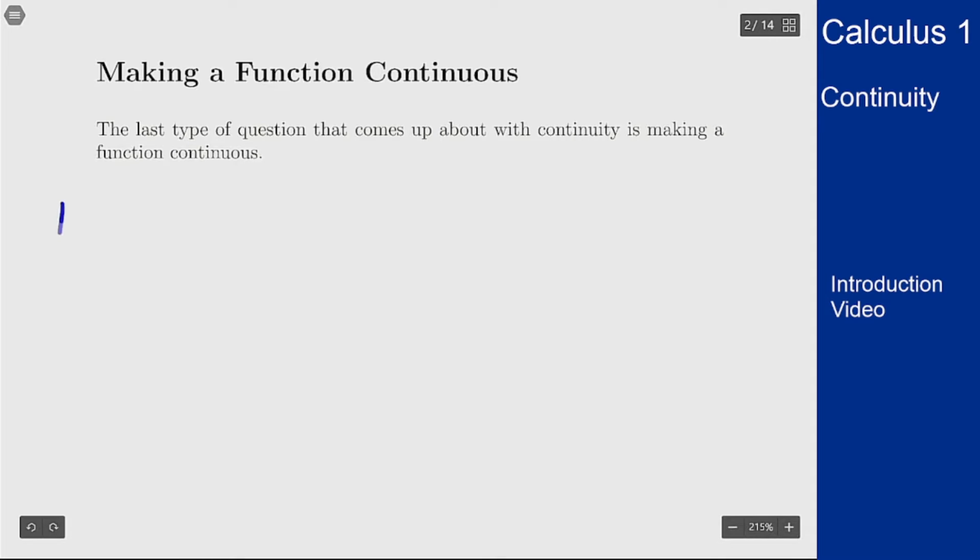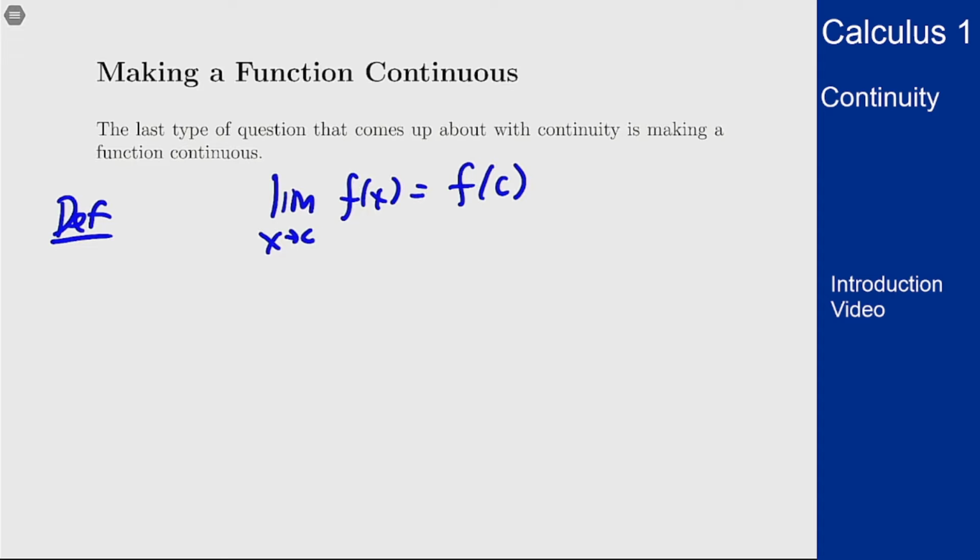The definition, to review, is that the limit as x goes to c of f of x needs to equal f at c. Now, how do we make this happen? In general, this will be done with piecewise functions where there's a gap at c. So in that sense, you really need to think about the two one-sided limits independently.